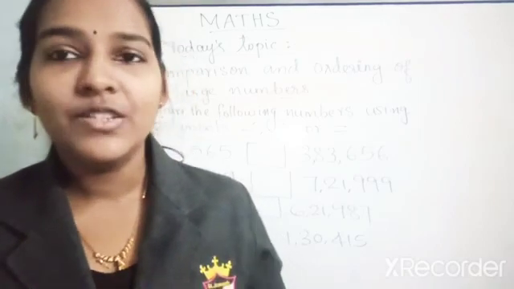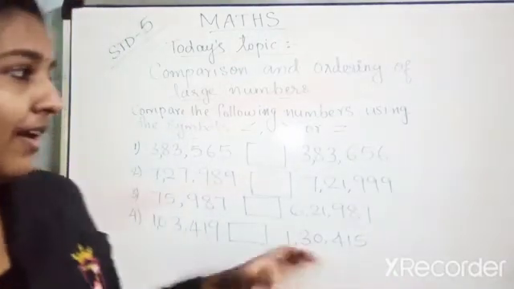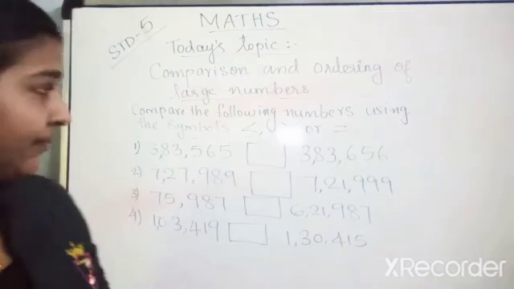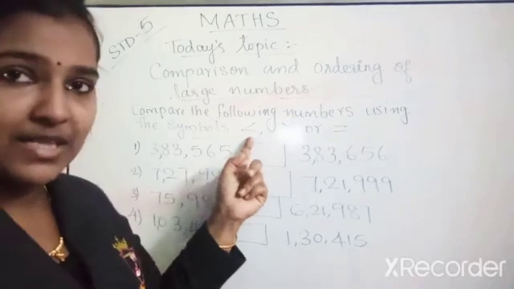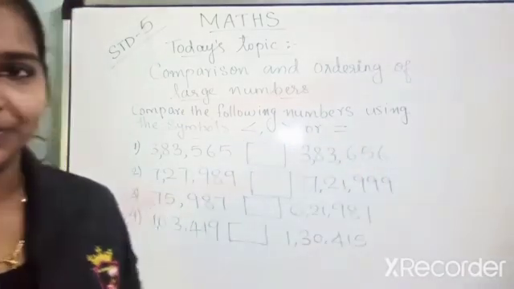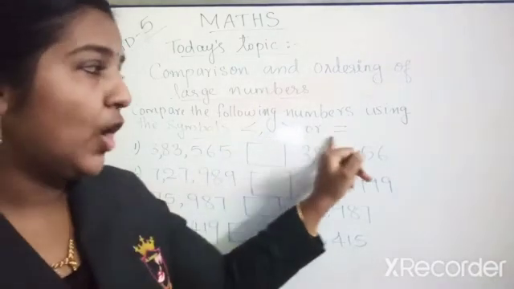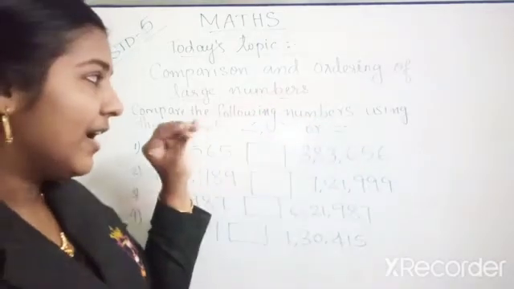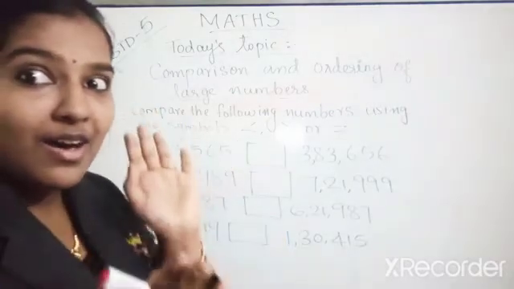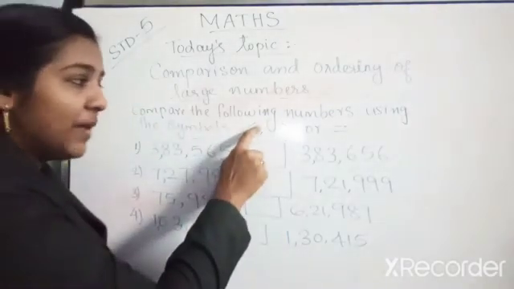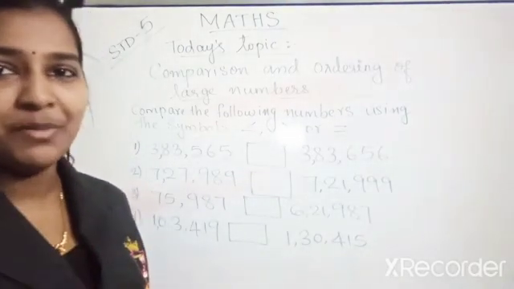Got it, children? Here we are going to discuss some questions of comparison. The question is: compare the following numbers using the symbols less than, greater than, or equal to. And we know these symbols, right? Less than, greater than, or equal to. And we know the hungry alligator's mouth always points towards the larger number. So this open part always comes towards the larger number. Keep that in your mind.